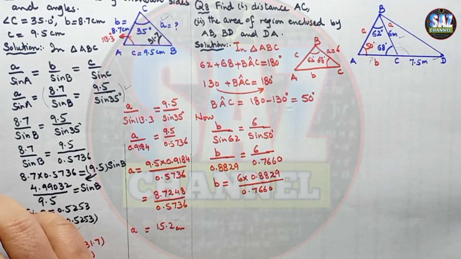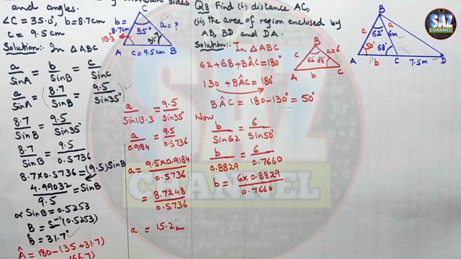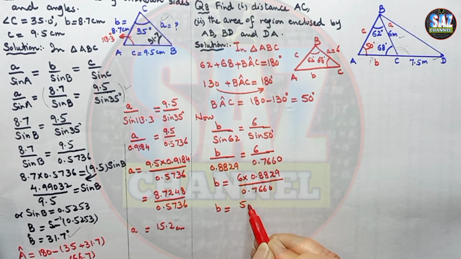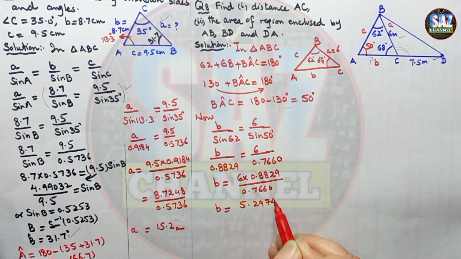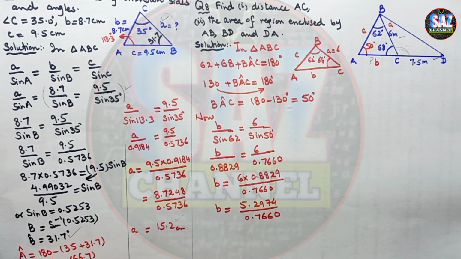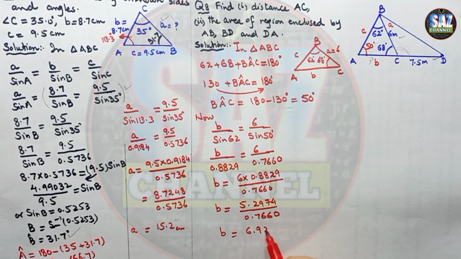So let me first multiply 6 by 0.8829, and this becomes B equals 5.2974 divided by 0.766. This gives me B equals 6.915, so 6.92, and as the lengths are in meters, I'll replace the unit meters here.